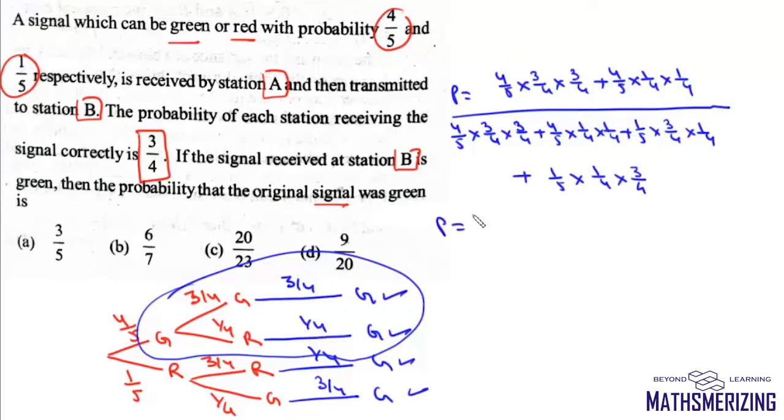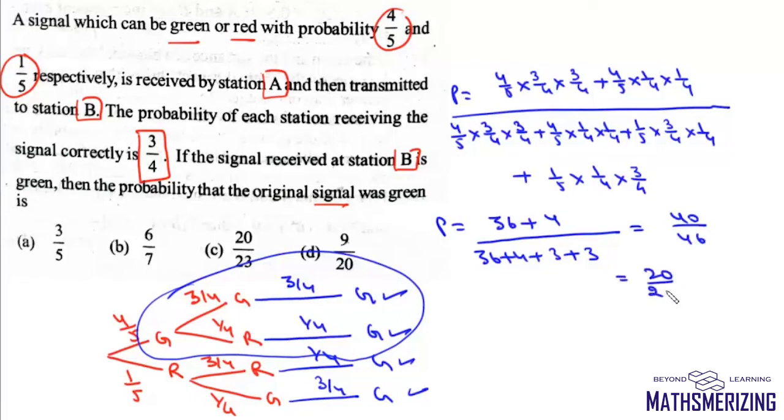So this probability will be 36 plus 4 divided by 36 plus 4 plus 3 plus 3. Now this is 40 divided by 46, which is 20 by 23, and that's your option C.